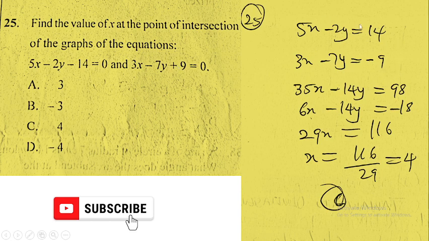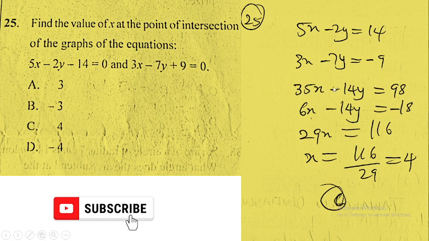Then I use the elimination method to solve this now, and I made the coefficient of y equal, by multiplying equation 1 by 7 and equation 2 by 2. So when I multiply this one by 7, I have 35x minus 14y equals 98. And I multiply this one by 2, I have 6x minus 14y equals minus 18.